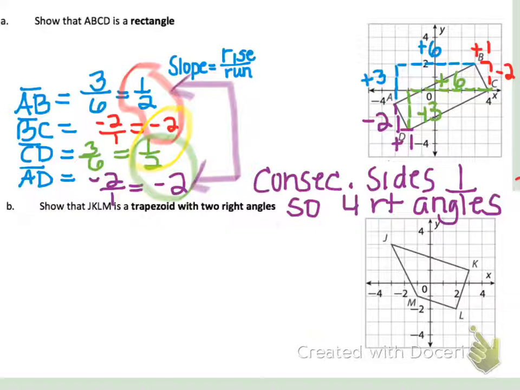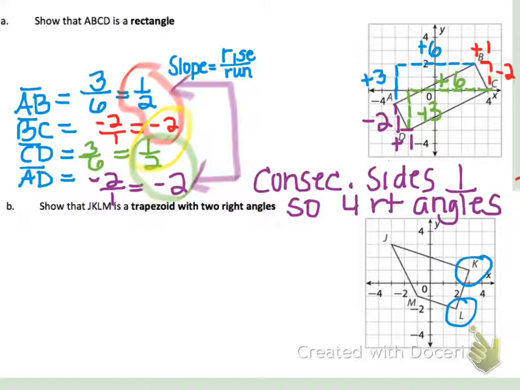Okay, so now in this next figure, they want us to prove that this is a trapezoid with 2 right angles. The right angles are clearly going to have to be K and L. So we'd have to be able to show that the sides that are next to each other that make these angles are perpendicular. But we also have to prove that this is a trapezoid. So not only do we have to prove those are 2 right angles, but we also have to prove that JK and ML are parallel.